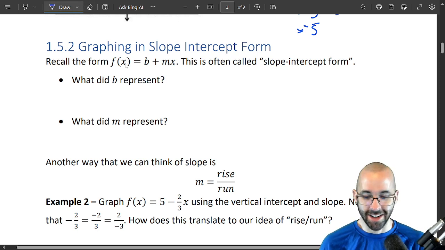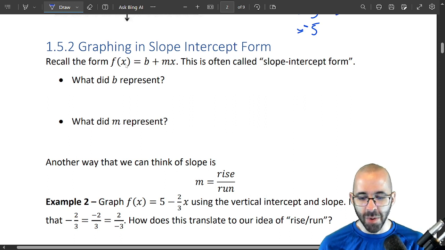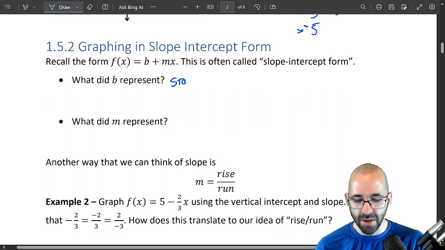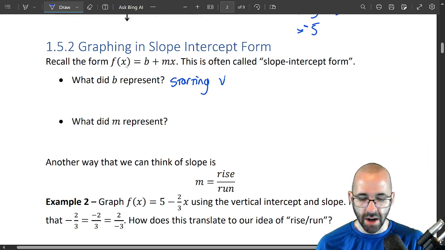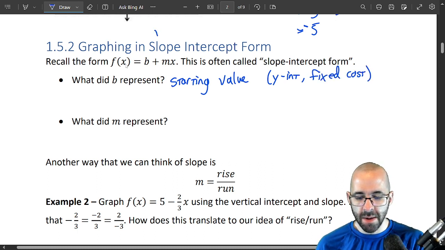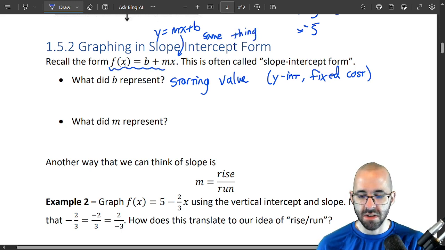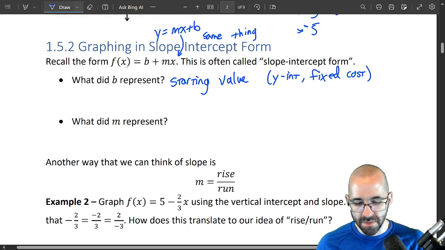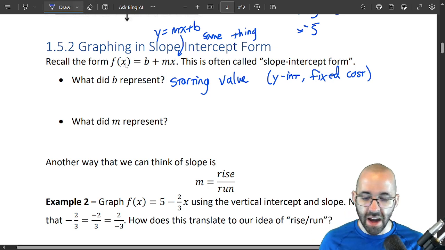I guess I've spoiled it. So what did b represent? The starting value. Sometimes it's called the y-intercept. Sometimes it's called the fixed cost. And again, a lot of times we'll see this as y equals mx plus b. Same thing. I'm just trying to be consistent with the book, and the book uses this form. So b is going to be that value.